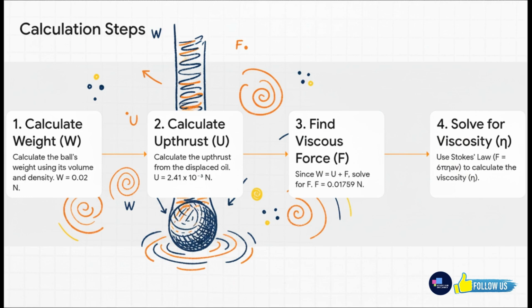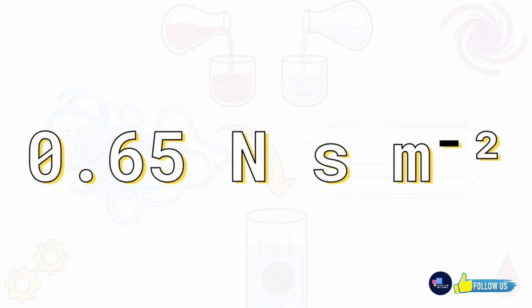We're almost there. And for the final step, we bring in Stokes' law. We know F equals 6 pi eta a v. We want to find eta, so we rearrange the equation. Eta equals F divided by 6 pi a v. Now we just have to plug in all the numbers we already found, the force F, the radius a, and the velocity v. You do the calculation, and you get our final answer. The coefficient of viscosity for this oil is 0.65 newton seconds per square meter.